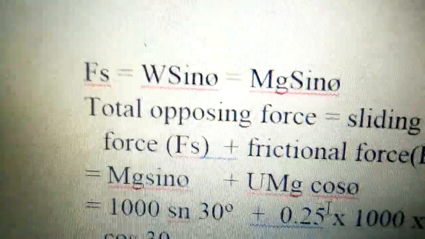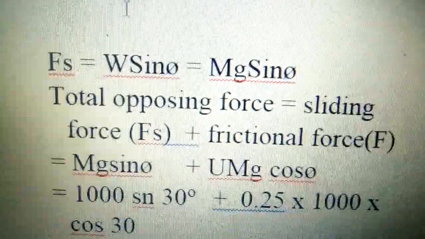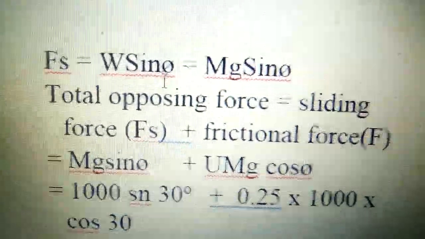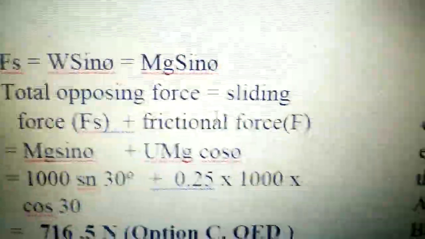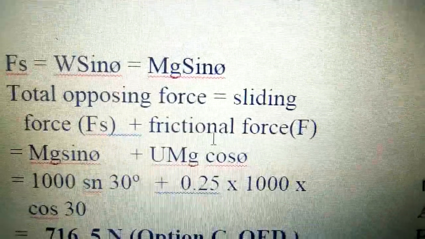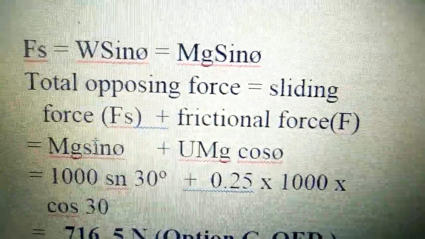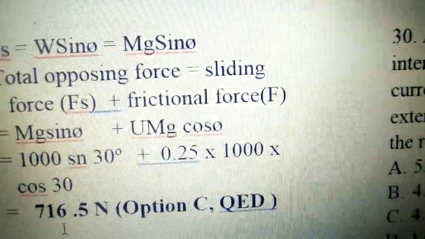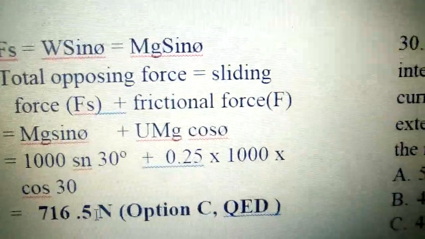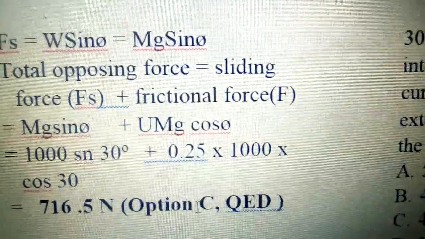Having done that, we'll now go to the other side. The sliding force that will slide it down the plane is W sine theta, and W is the weight, which is also mg sine theta. Total opposing force is the sliding force plus frictional force. We now bring the formula for sliding force and that of the frictional force, substitute the values accurately, and we're going to get 716.5 Newton. Option C.